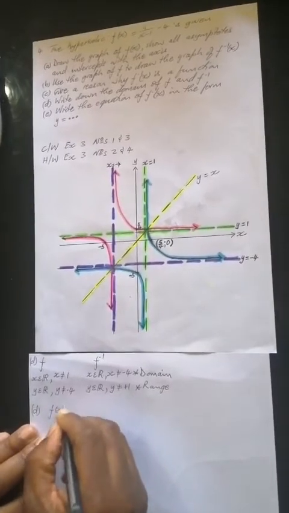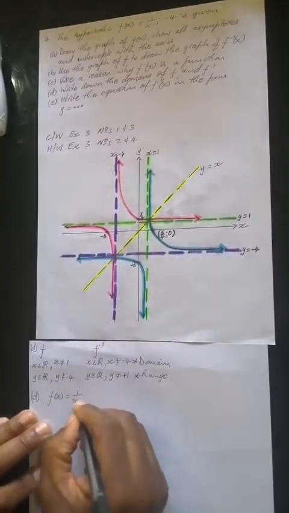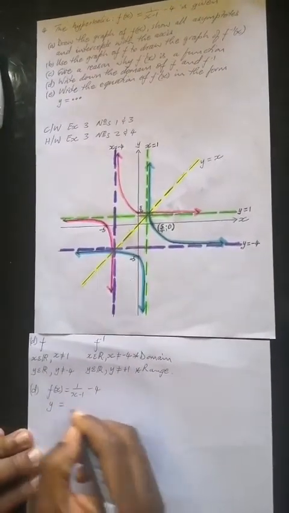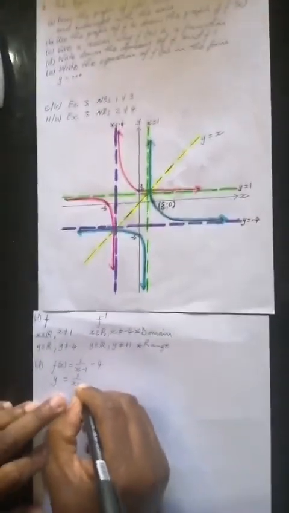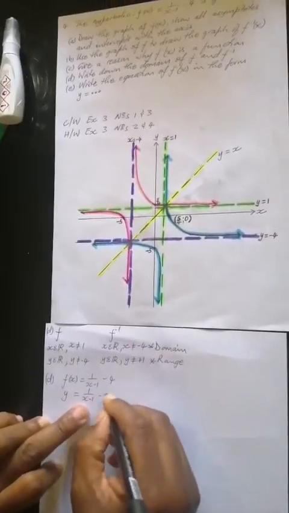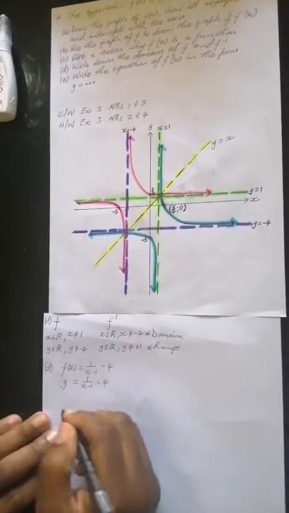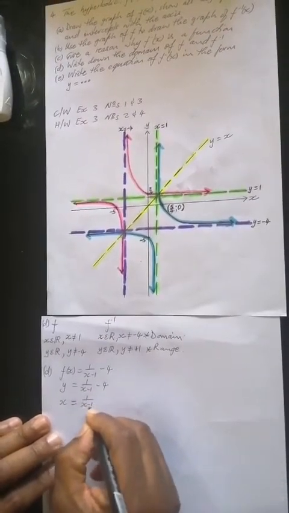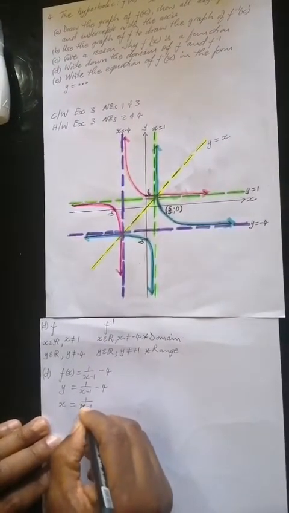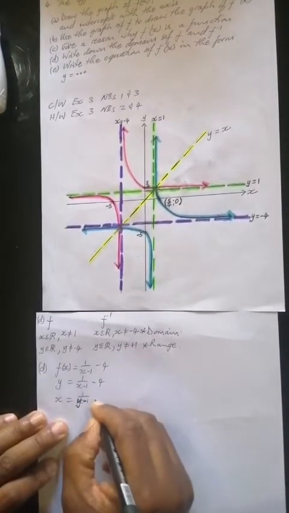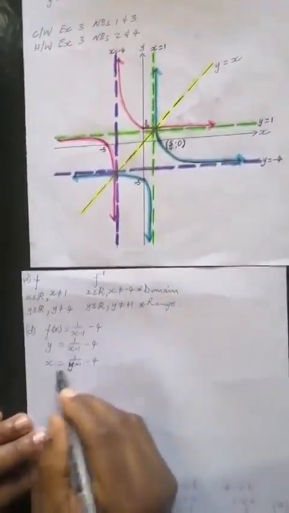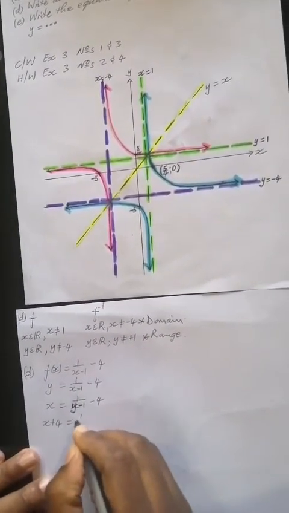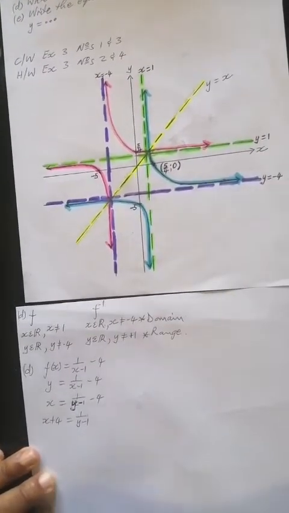Our f of x is equal to 1 over x minus 1, minus 4. First step, we write f of x as y, then y is equal to 1 over x minus 1, minus 4. Then we swap x and y. X will be equal to 1 over y minus 1, minus 4. We are swapping, remember, minus 1, then minus 4. We then take this that side. It will be x plus 4 is equal to 1 over y minus 1.